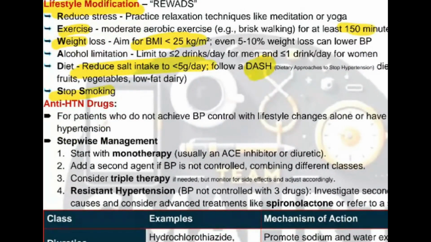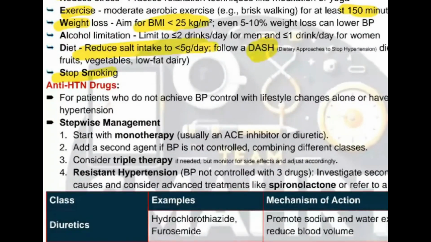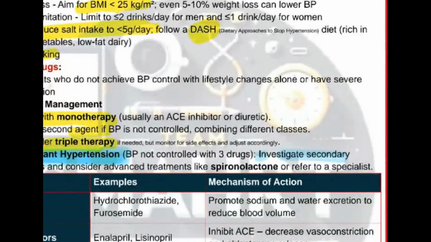Okay. Then only you start. Do not start at the first stage. So what will be your management? You do stepwise therapy. First start them on monotherapy. If they are not responding, add a second agent. Even if they are not responding, consider triple therapy. If the patient's BP is not controlled even with 3 drugs, then we say it is a case of resistant hypertension. For resistant hypertension, always you should look for secondary causes.